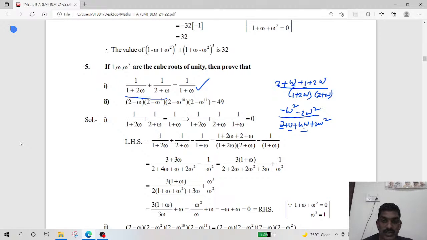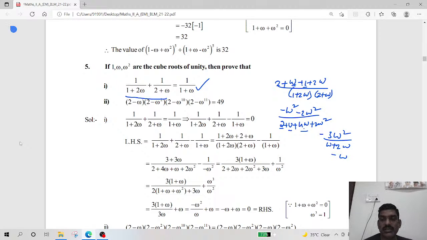Minus 3 omega square. Again here, minus, once again, this 1 plus omega. 1 plus omega is equal to minus omega square, so we get minus 3 omega square divided by omega plus 2 omega.